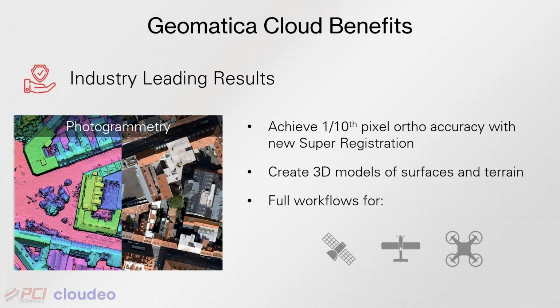And finally, I'd like to end on our industry-leading results. When it comes to processing pixels, the science really does matter. So we're going to start off by looking at our leading photogrammetry capabilities. And I want to highlight very specifically a new algorithm that's going to be released within the next couple weeks. This is our new super registration algorithm, designed for a new way of orthorectifying imagery. With this algorithm, you're able to achieve a 1/10 pixel accuracy.